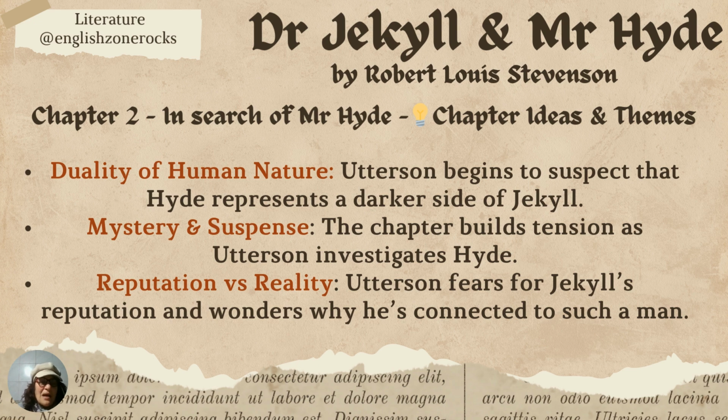Now, we've got some ideas and themes, all right? Duality of human nature: Utterson begins to suspect that Hyde represents a darker side of Jekyll. Mystery and suspense: the chapter builds tension as Utterson investigates Hyde. Reputation versus reality: Utterson fears for Jekyll's reputation and wonders why he is connected to such a man as Mr. Hyde.